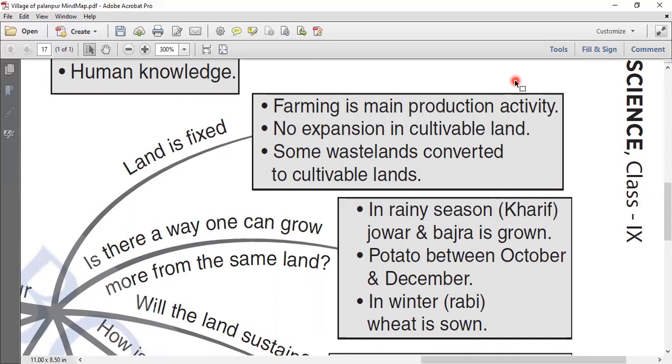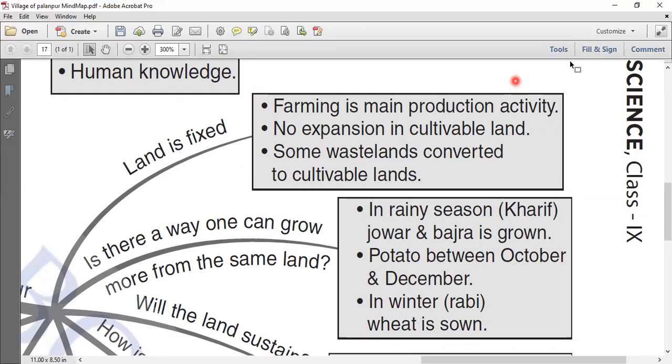So we can grow more crops on the same piece of land. In the rainy season, we grow jowar and bajra. Between October and December, people are growing potato. In winter, wheat is sown.